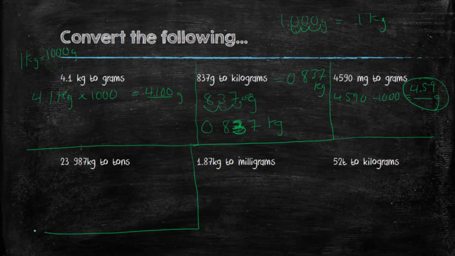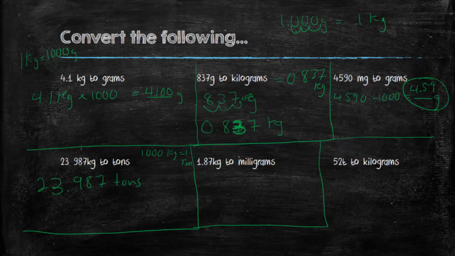Okay, let's look at this question. 23,987 kilograms to tons. Well, we know that every 1,000 kilograms equals 1 ton, which means what do we have to do here? Divide by 1,000, and we'll get 23.987 tons. Let's do this.